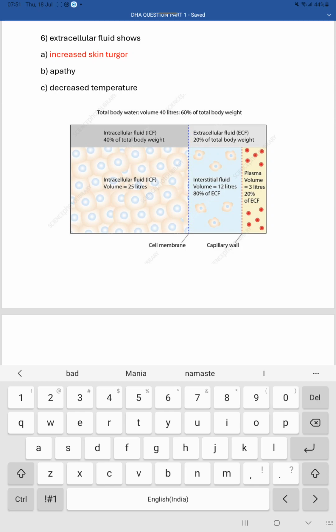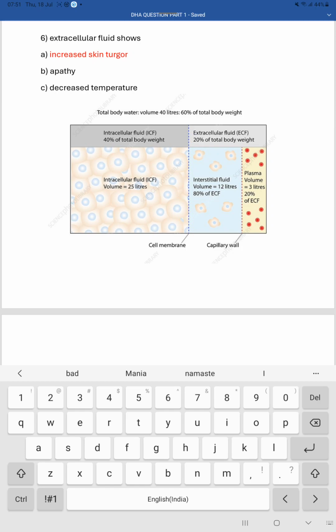In these capillary walls, there are minute pores. Through them, electrolytes, ions, all those things will be transferred. But the proteins present in the plasma are bigger in size, so they will not transfer to the interstitial fluid. So you will get proteins only in the plasma.